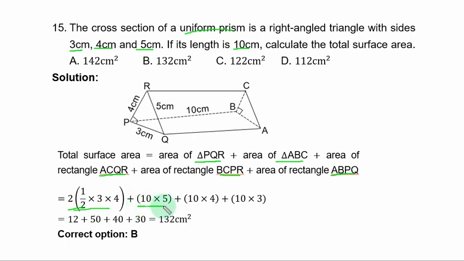From the formula arrangement, this is the second rectangle, this is the third rectangle, and this one is for the first rectangle. If you multiply and simplify, you have this outcome, and that adds up to 132 square centimeters as the total surface area. B is the correct option.